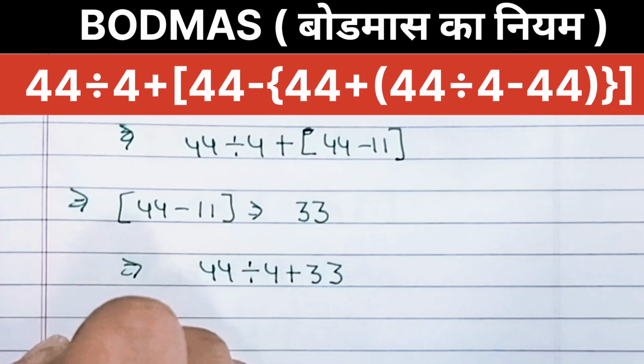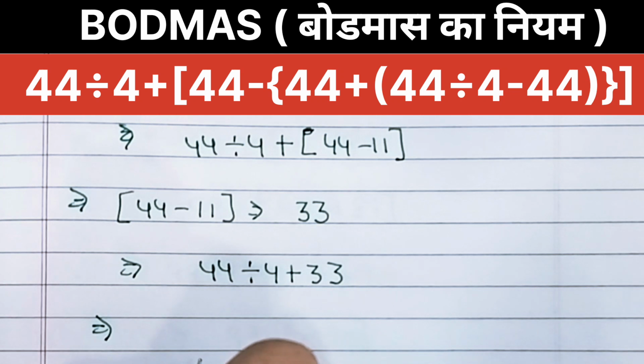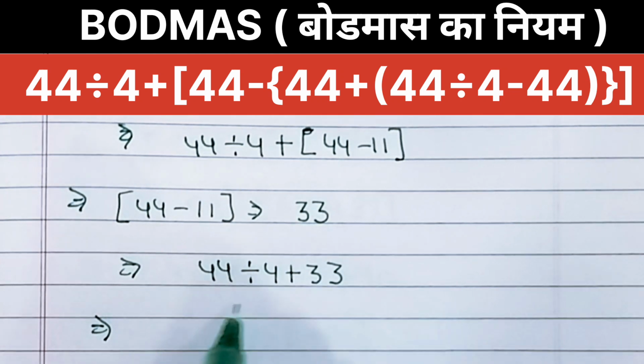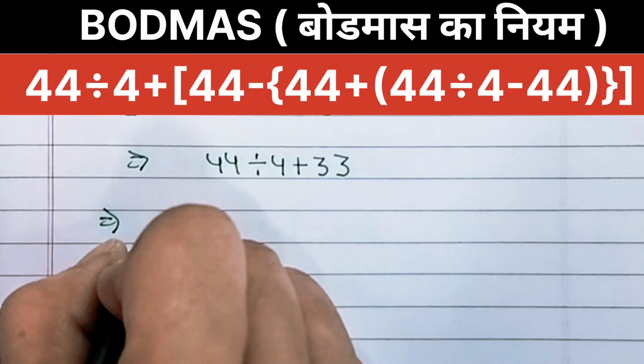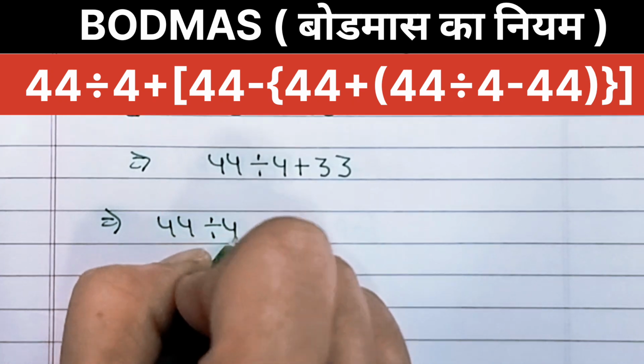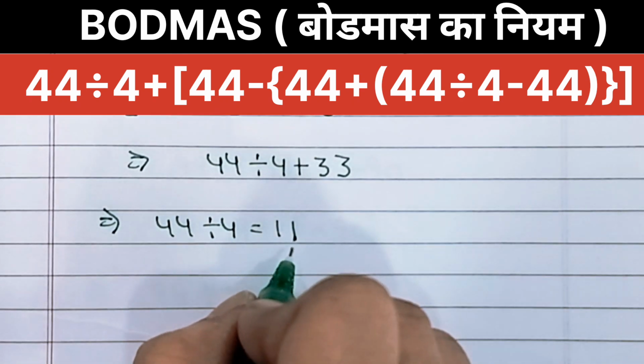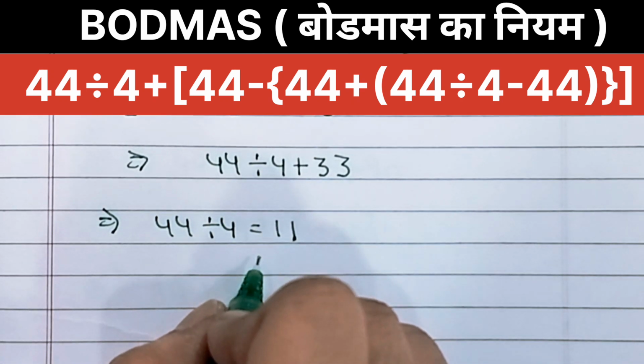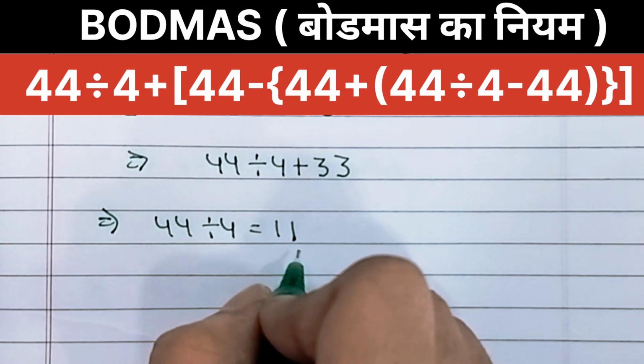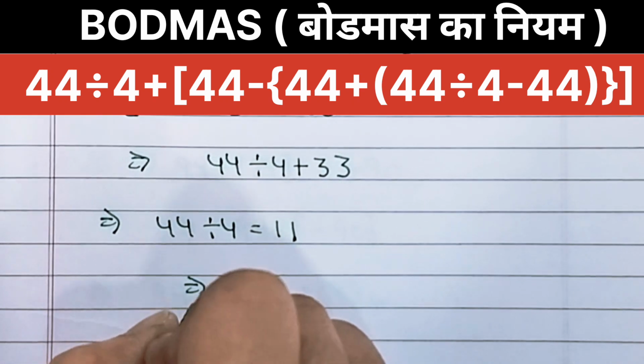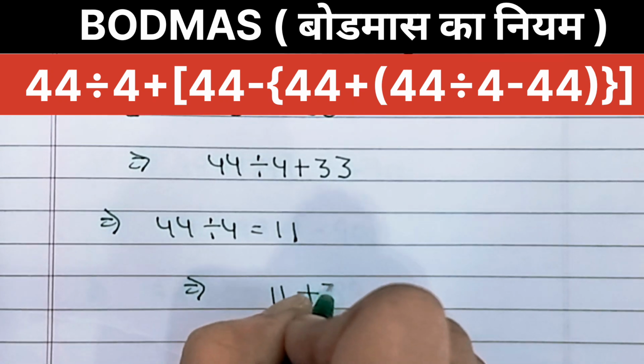Now the next step, the 4th step: before adding we must handle the division outside the bracket. So first we divide the values. 44 divided by 4 is equal to 11. Now in step 4 the division takes precedence over the addition in the order of operations. Now the expression becomes 11 plus 33.